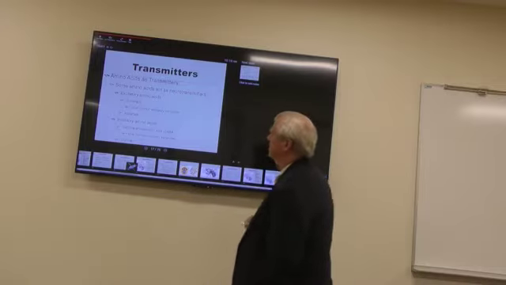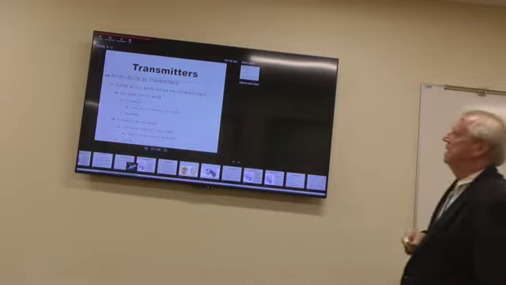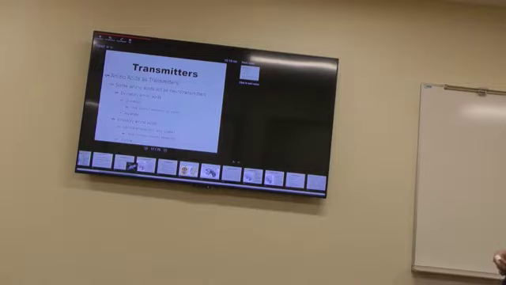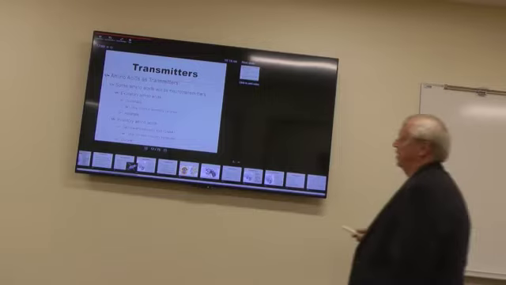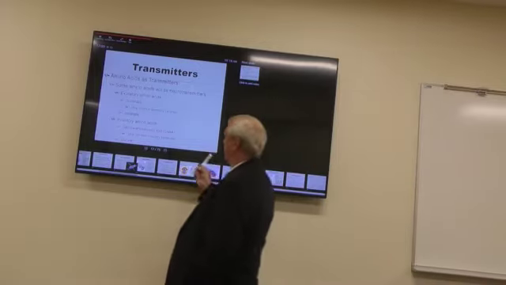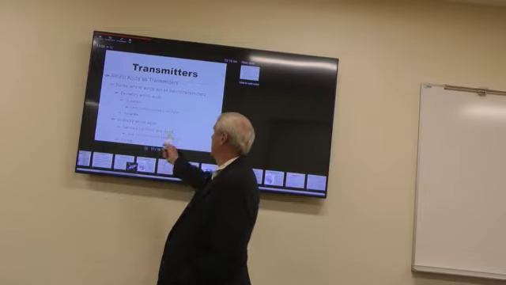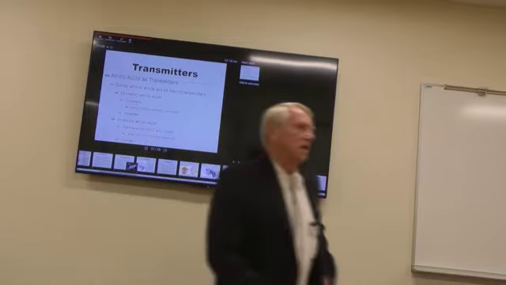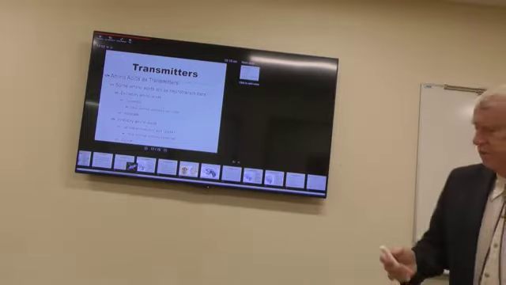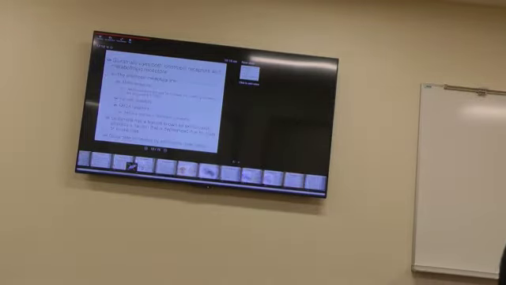Amino acids as transmitters, some amino acids are transmitters. Excitatory amino acids, glutamate and aspartate. Glutamate is the most common excitatory transmitter. Inhibitory amino acids, gamma-aminobutyric acid. The most common inhibitory neurotransmitter is GABA and then glycine. And of course, GABA has to do with anxiety.